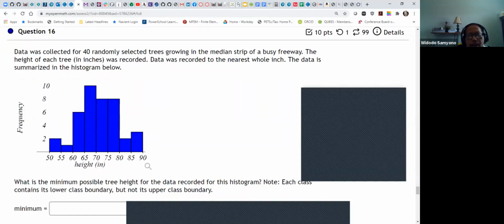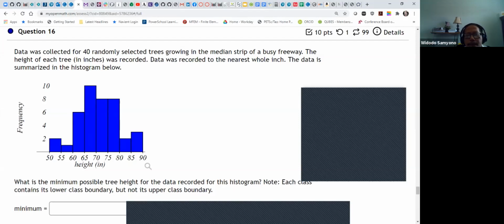The note says each class contains its lower class boundary, but not its upper class boundary. Okay. So this represents the lower class boundary for the first class, second class, and so on.